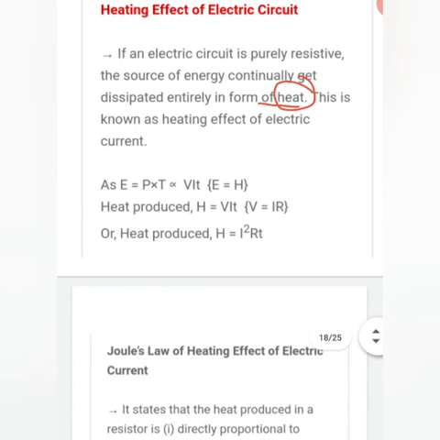If in any circuit current is flowing and at that time there is some dissipation of energy in the form of heat, this is known as the heating effect of electric current, or this type of effect when shown by any circuit will be termed as heating effect of electric current.